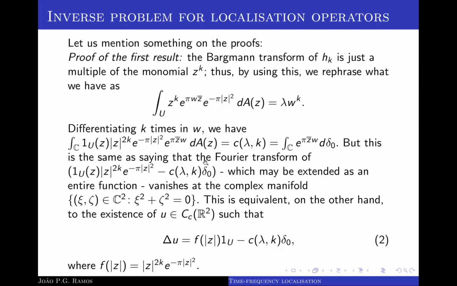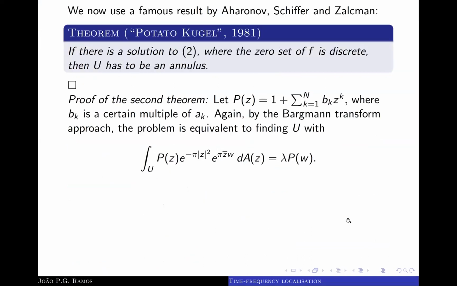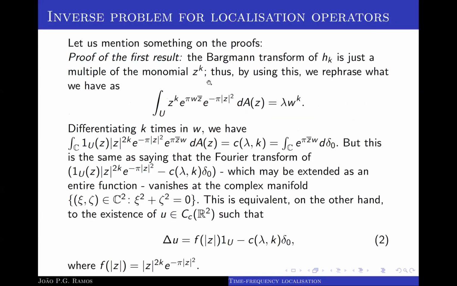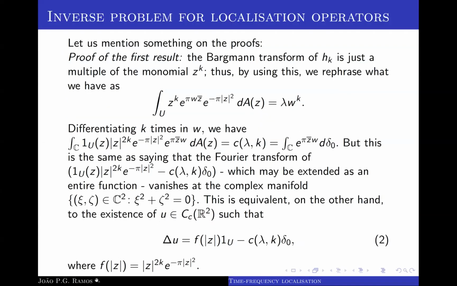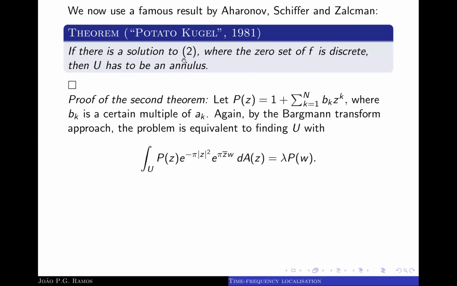So basically, if the Fourier transform vanishes on this complex manifold, we can basically invert it back and get a solution to this problem. So then we use a PDE approach. There is this famous result in the 80s by Aharonov, Schiffer, and Zalcman, where they say that basically if you have a solution to 2, and it is connected actually, and if the zero set of f is discrete, which is the case here, then U has to be an annulus.